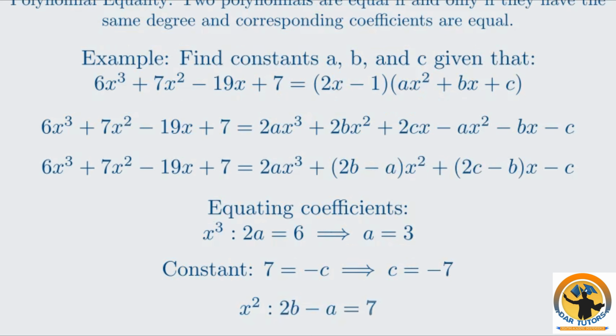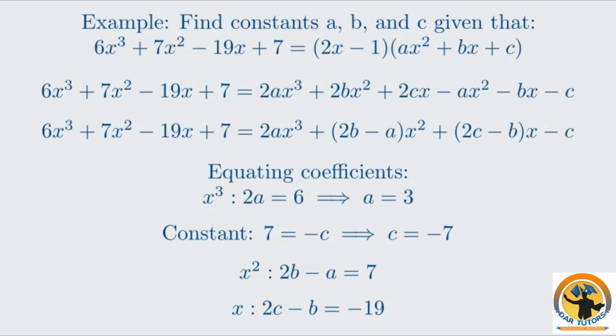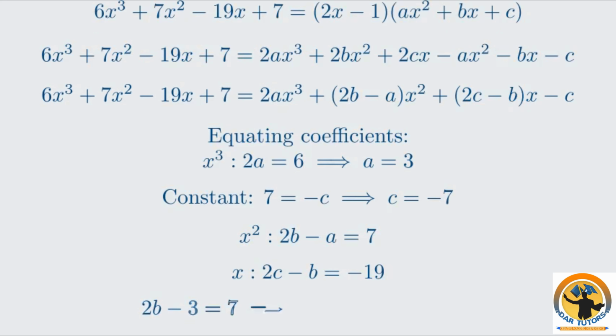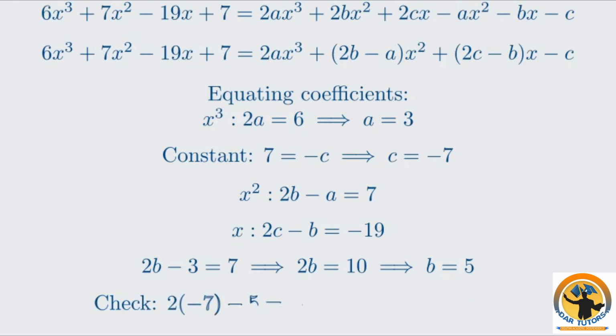Now we use the coefficients of the x squared and x terms. For x squared, 2b minus a equals 7. For x, 2c minus b equals minus 19. We can substitute the values of a and c we just found into these equations. Using the x squared equation, 2b minus 3 equals 7, which gives 2b equals 10, so b equals 5.